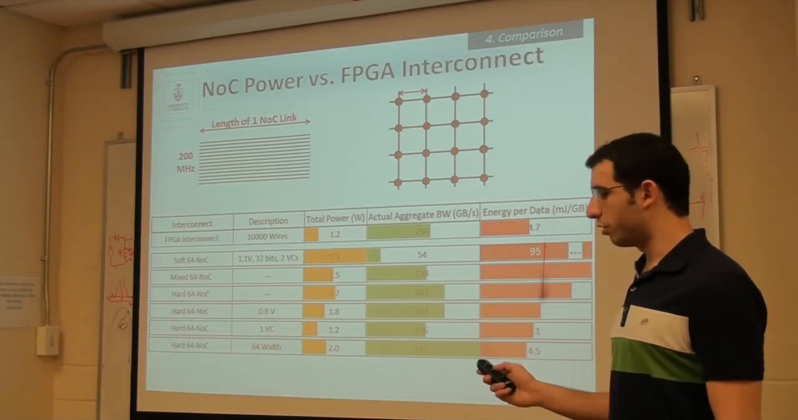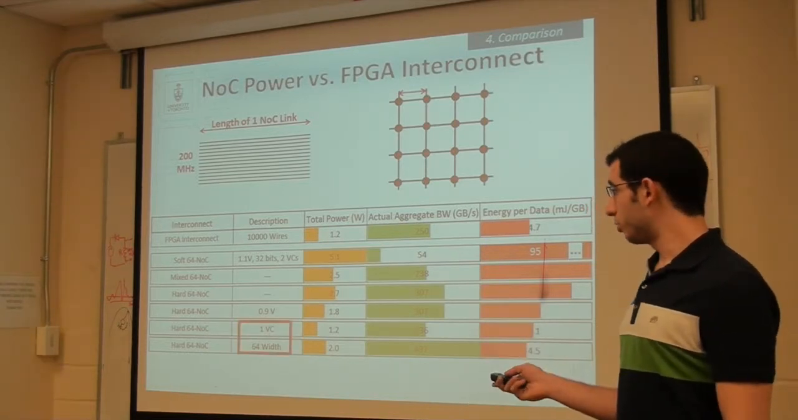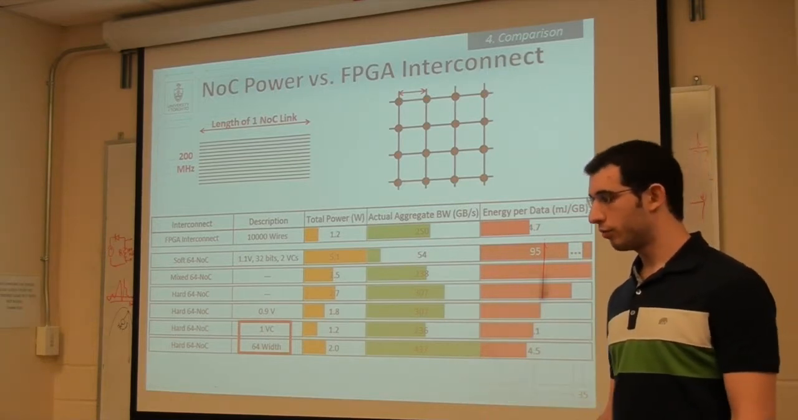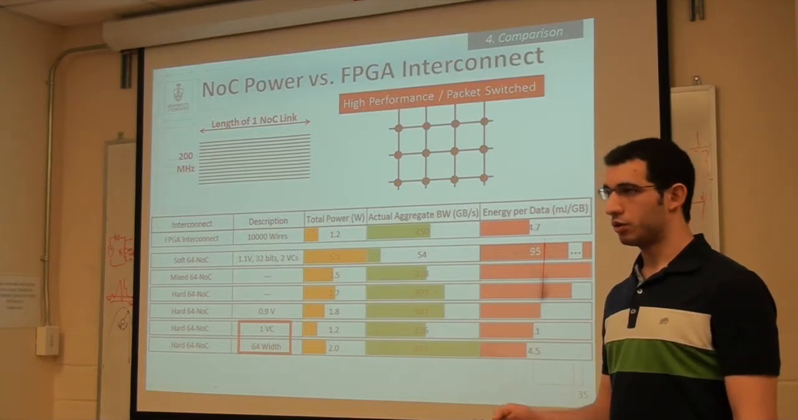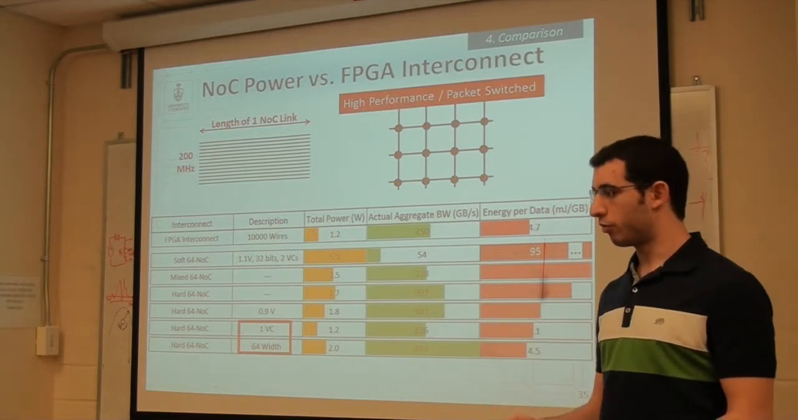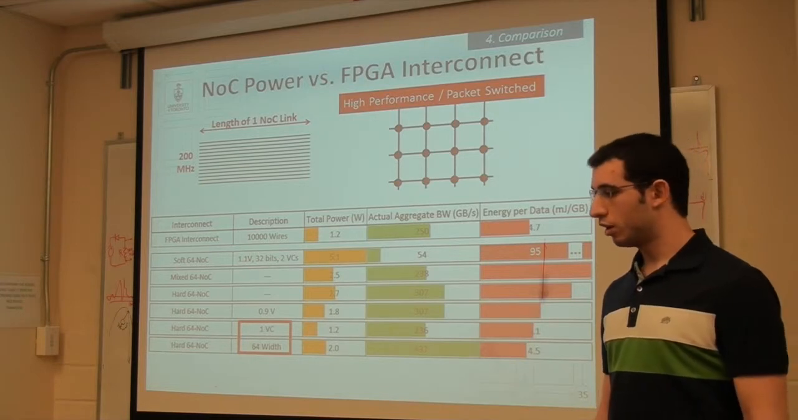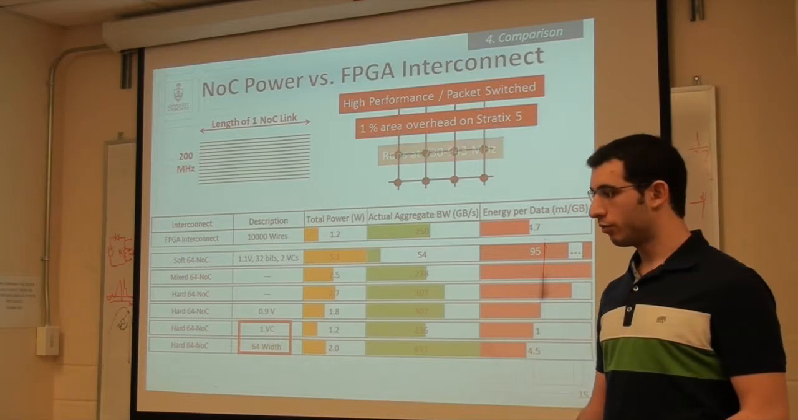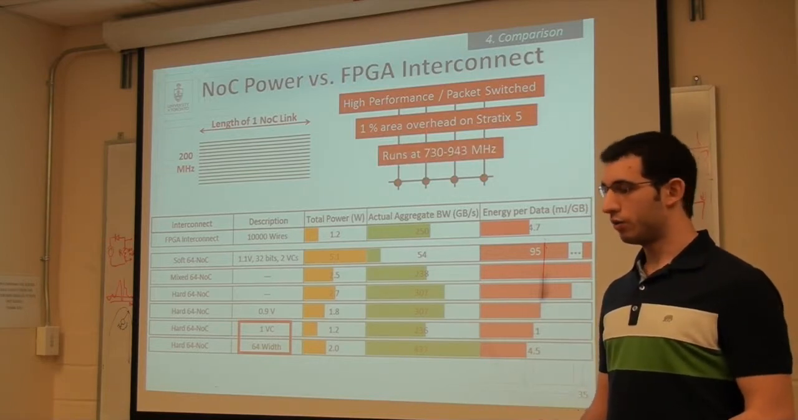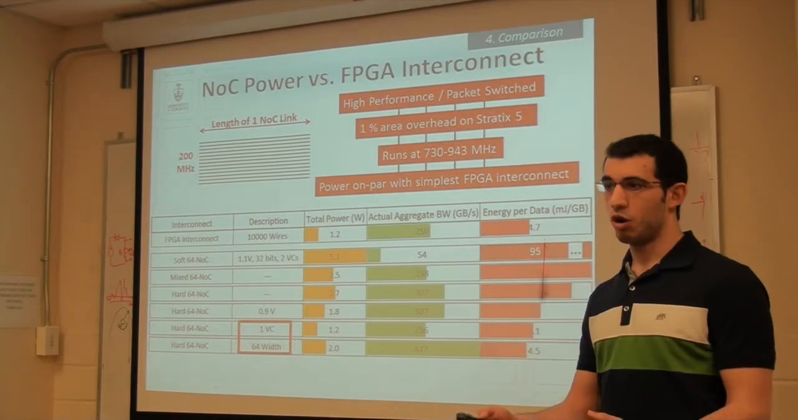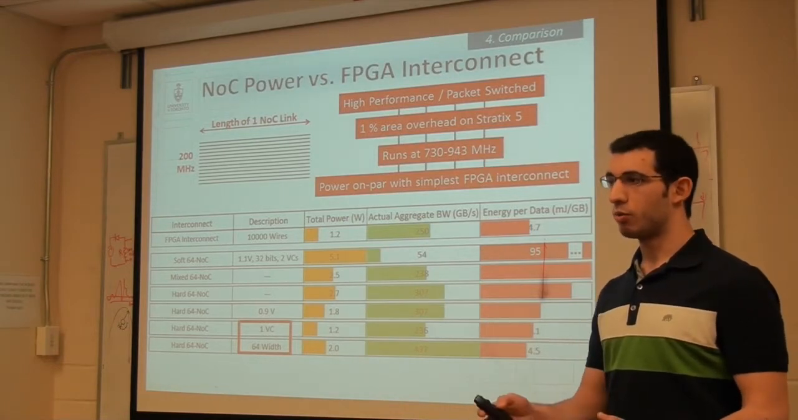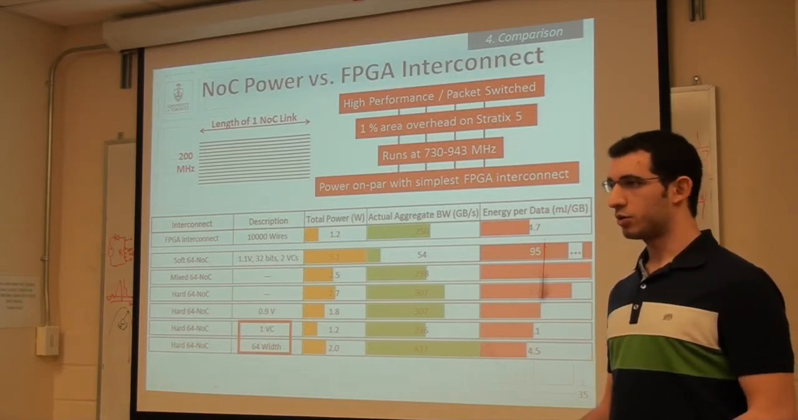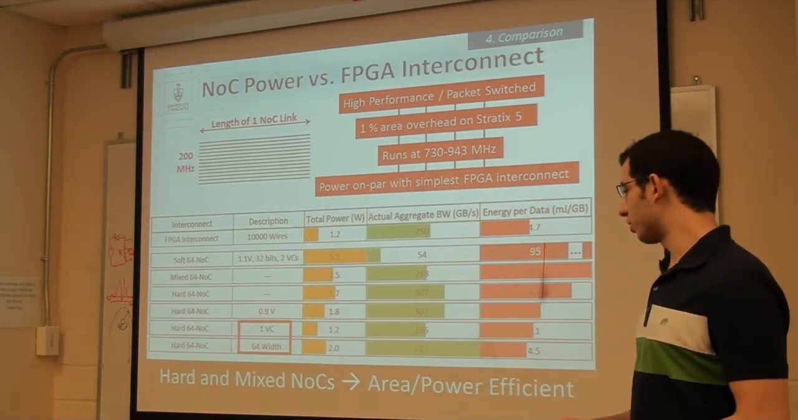So what I got from here is that, first of all, using fewer virtual channels and higher width is more energy efficient for NoCs in general. And we can construct an NoC that's composed of high performance routers, like switched routers, and has almost 1% area overhead on large modern FPGAs. It runs at around 1 gigahertz. And its raw energy efficiency is on par with the simplest kind of interconnect that we can use on the FPGA. So NoCs, at least embedded NoCs, are area and power efficient.